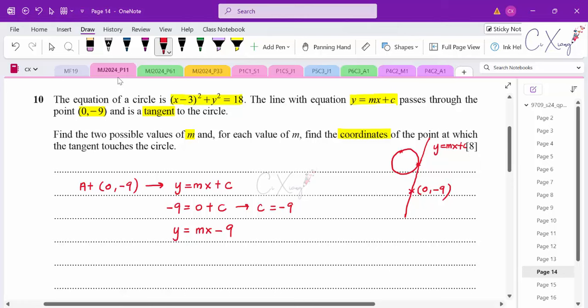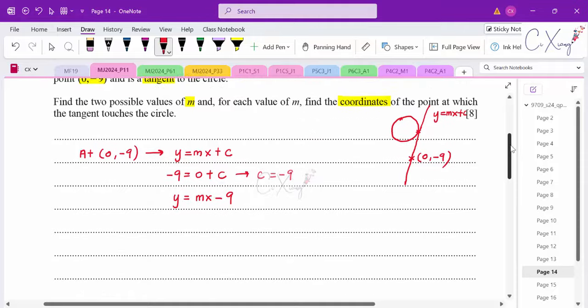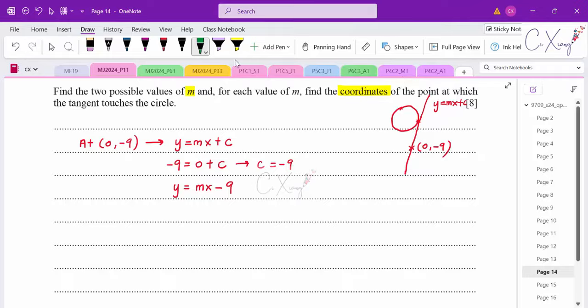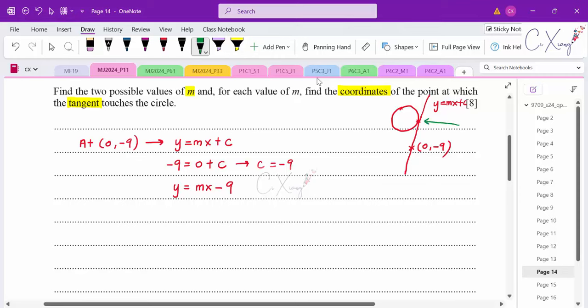Okay, and now since they say that the line here is a tangent to the circle, that means when you substitute your line into the circle, the curve and the line touch at one point. So the keyword is also the tangent. Tangent is one of the keywords. That means later when you substitute your line equation into the curve equation, you can apply the concept of discriminant, b squared minus 4ac equals to 0, because they touch each other at one point only. Okay, so let us start.